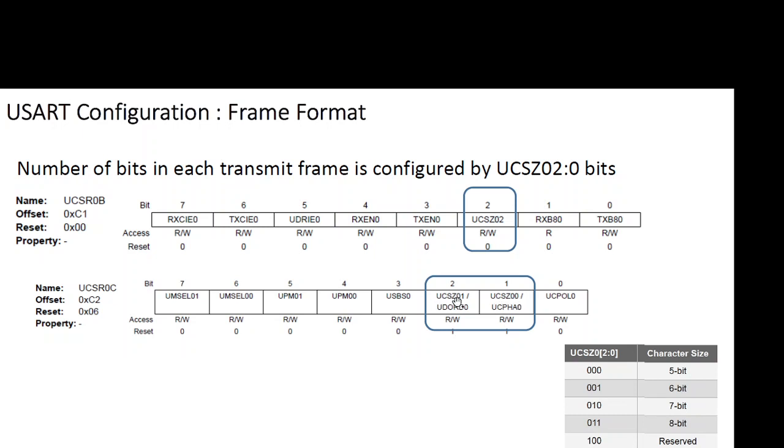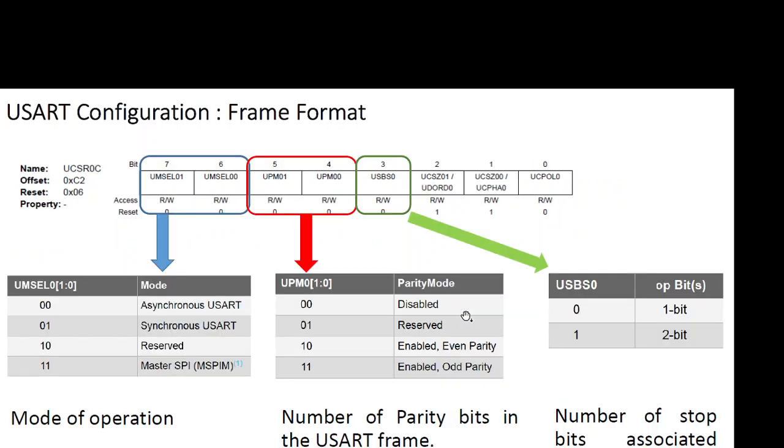That is being set by UCSZ00, UCSZ01 and UCSZ02. These values can be configured according to this given table. If we want to use 8-bit transmission, we are going to use 0, 1, 1. That means 0 to UCSZ02 and 1 and 1 to UCSZ01 and UCSZ00. Those are in fact two different registers, the UCSR0B register and the UCSR0C register.